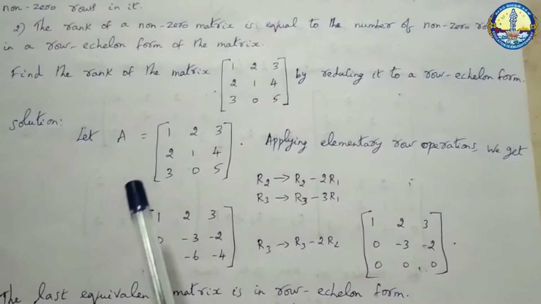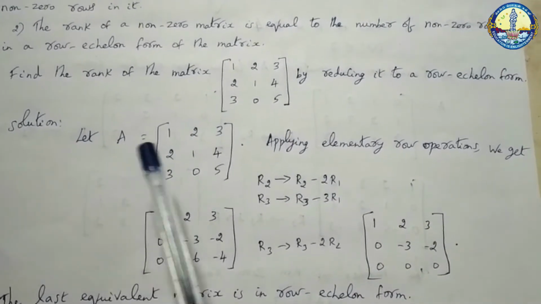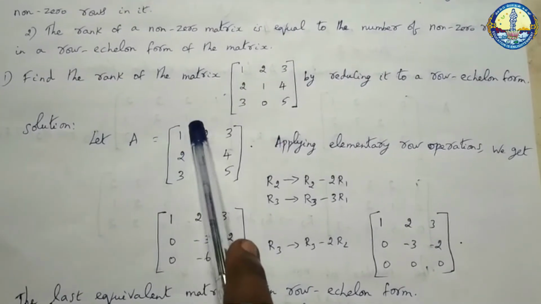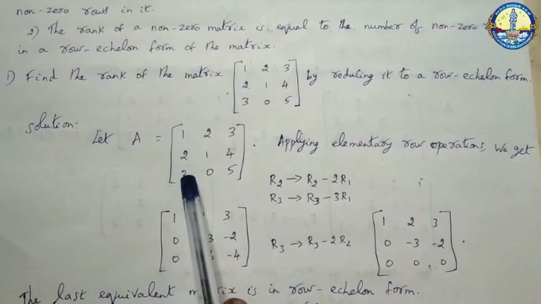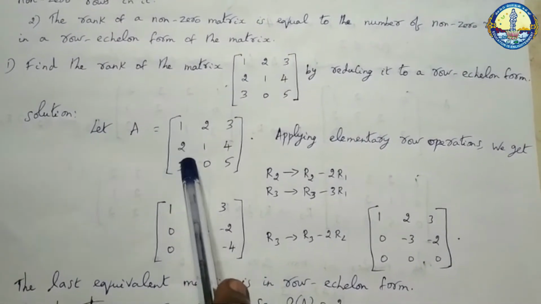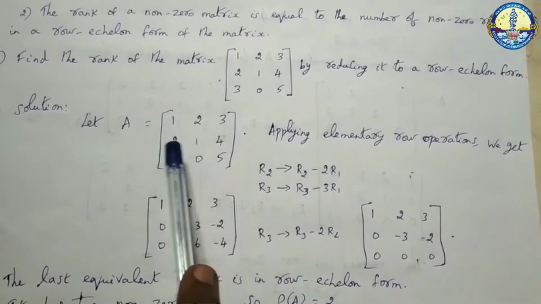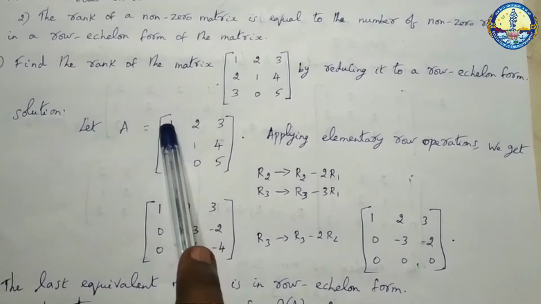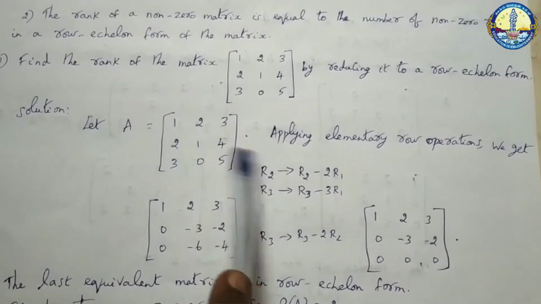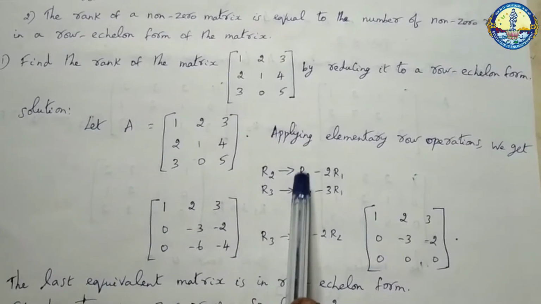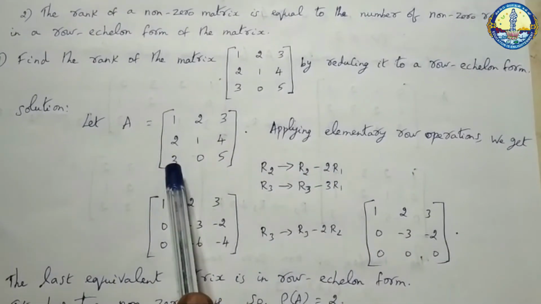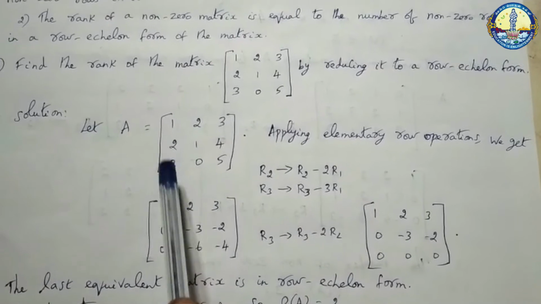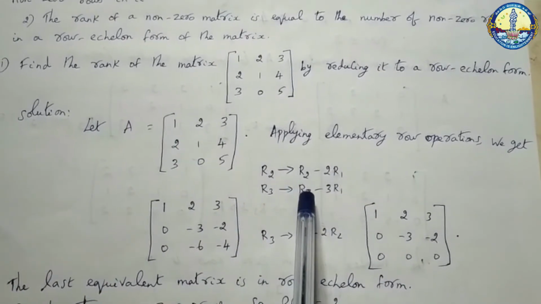First we apply the row operations. We will make the two elements below the first element 0. Below 1 2 3, we are going to make these elements 0 using elementary operations. Here 2 is there, so if we subtract 2 from 2 it becomes 0. So we multiply R1 by 2 and subtract from R2, that is R2 equals R2 minus 2R1. Similarly in R3, 3 is there. To make it 0, we multiply R1 by 3 and subtract from R3. That is 3 minus 3, 0. That is R3 equals R3 minus 3R1.